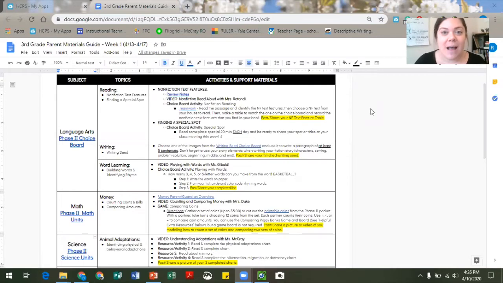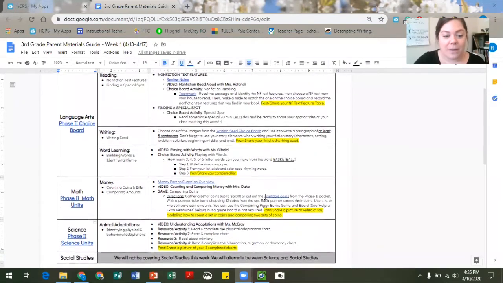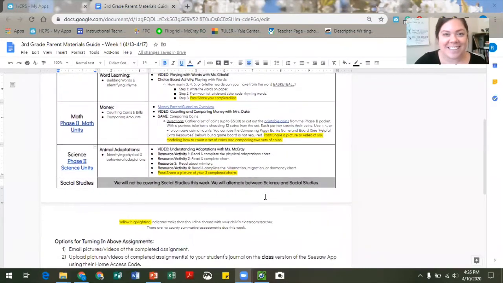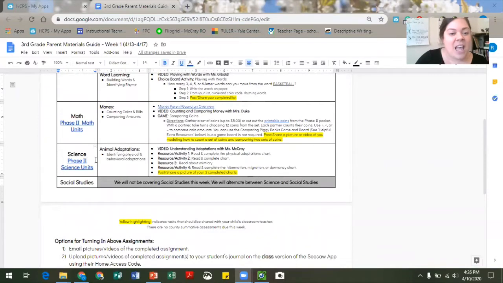I first wanted to go ahead and show you how you're going to be able to access those materials from the parent materials guide that your family's got via email. So if you all take a look at what I'm sharing with you here, we're going to scroll down to science since that's what we're talking about today. And you'll notice it says that you're going to be learning about animal adaptations, identifying physical and behavioral adaptations. You're going to have 4 different sections to read and 3 charts to complete. So let's take a look at what that looks like.